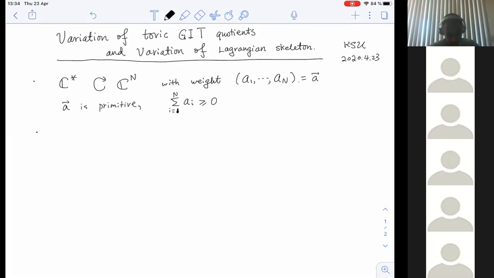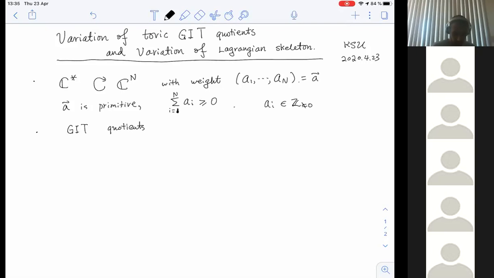So if we consider the GIT quotients of this problem, the a_i are integers. Non-zero integers. So the GIT quotients are generally of, there are two possibilities.